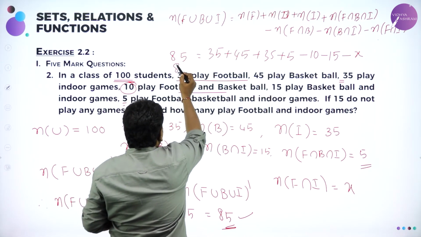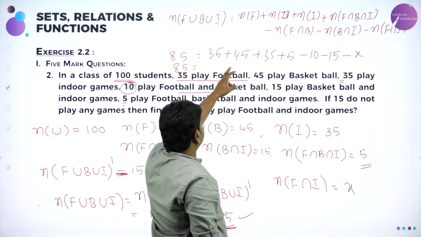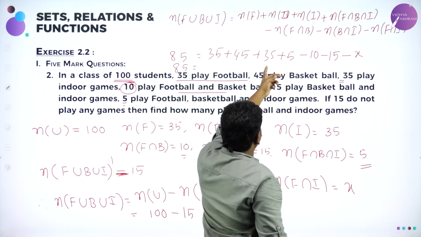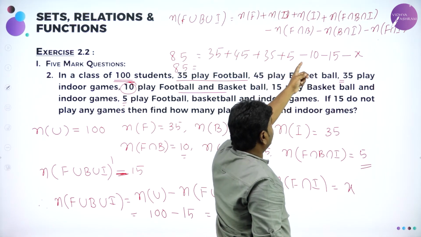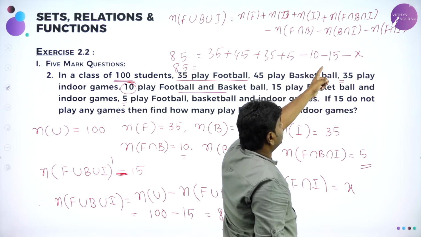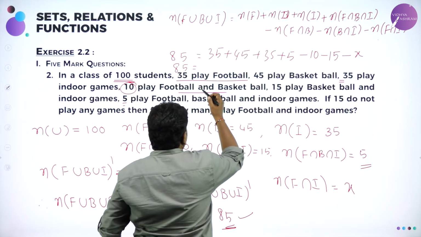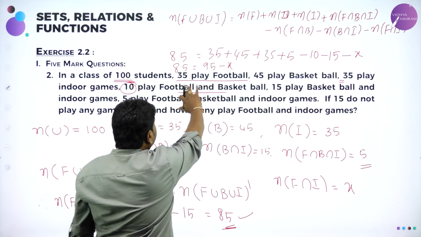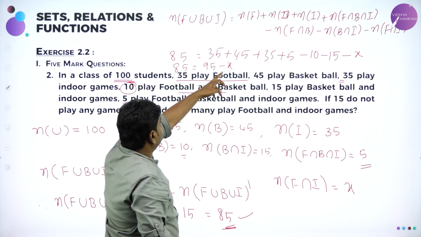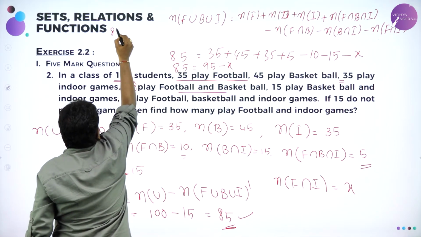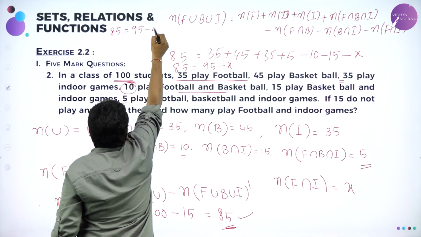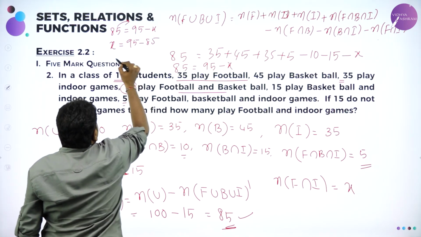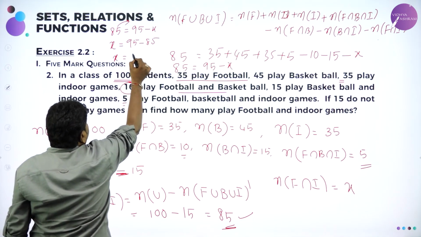So LHS is 85. RHS: add it, 30, 40, 70, 70, 10, 80, 80, 10, 90, 90, 30, 120, 120 minus 10, 110, 110 minus 15, you can use a calculator, 95. RHS becomes 95 minus x after simplification. Rearrange this. Minus x transfer this side: 85 is equal to 95 minus x, bring x to this side, transfer 85 to RHS, it becomes minus 85. So x is 95 minus 85, which is 10.